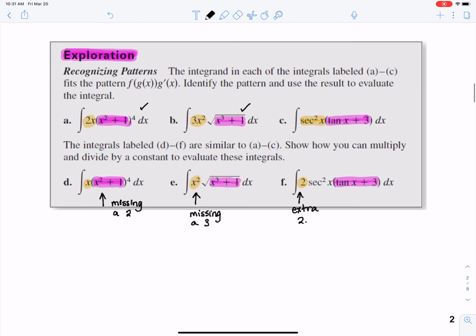If there's extra variables, that will cause a problem. So just watch for that. Extra variables will cause a problem. Missing variables will also cause a problem. These are both problematic situations.